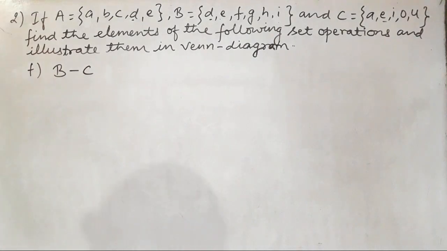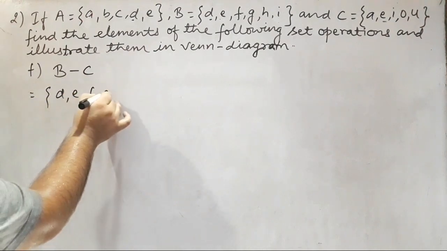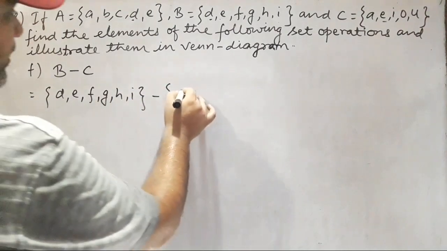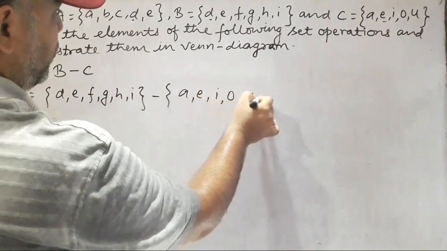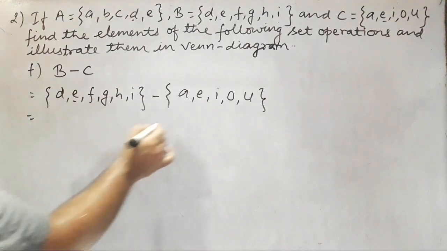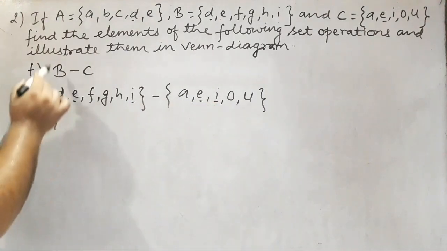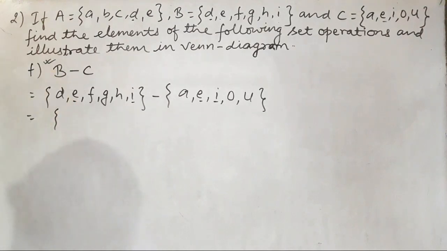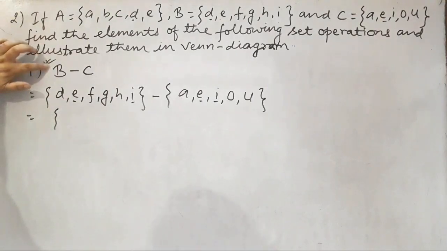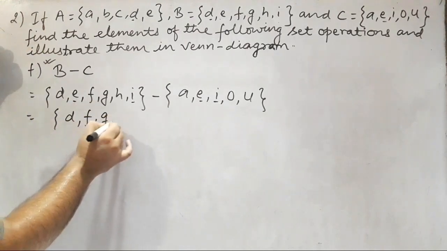Okay, the next question, B minus C. Let's write the elements of B: D, E, F, G, H, I, minus the elements of set C: A, E, I, O, U. Now let's take the common elements E and I. Now we shall write down the elements that belong to only B. That is B minus C. It is the set of elements that belong only to B but not of C. That is the elements D, F, G, H.